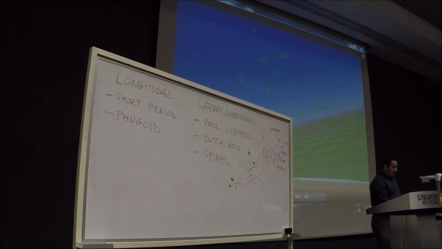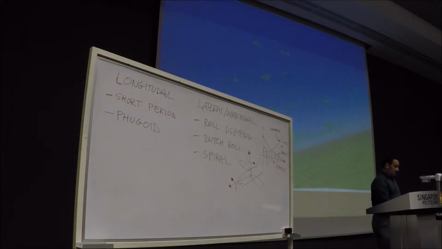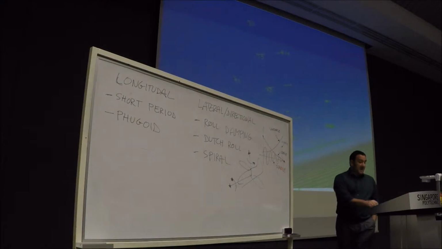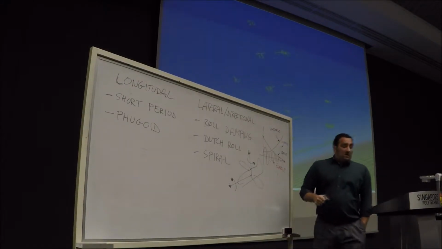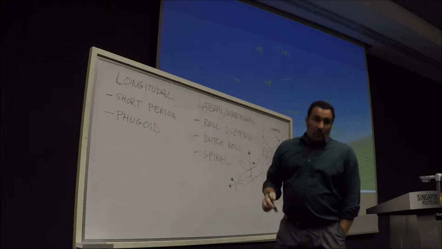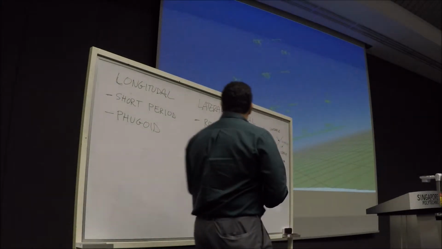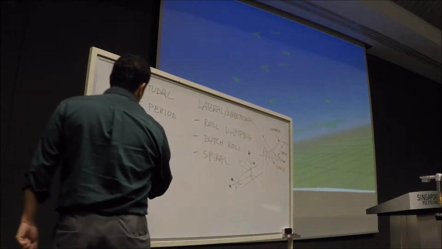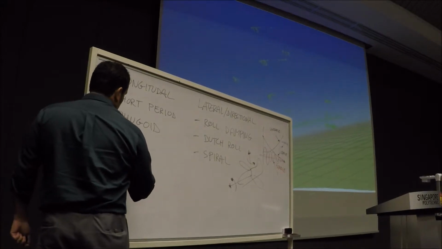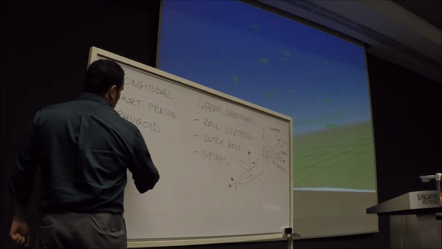And this here is the case of a spiral. A spiral mode, which, as the name suggests, if you are looking at the trajectory of the aircraft, is moving in this direction.